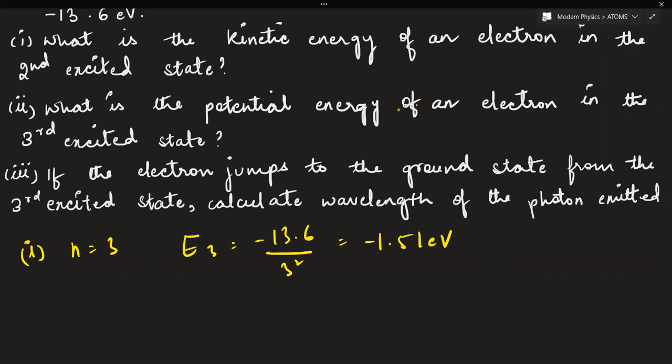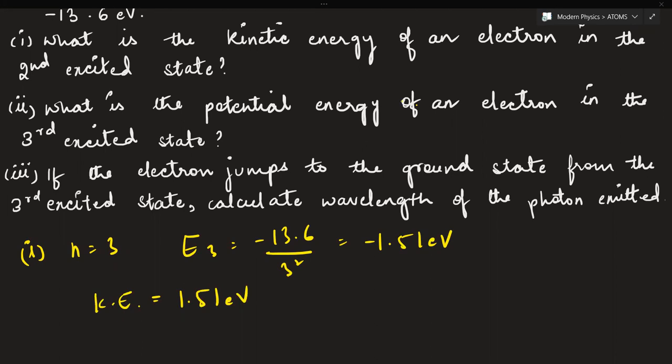This is total energy. Kinetic energy is the negative of total energy, so it will be plus 1.51 electron volt.